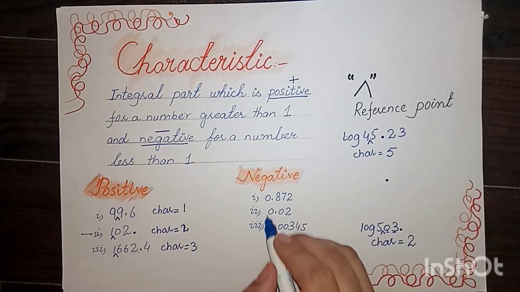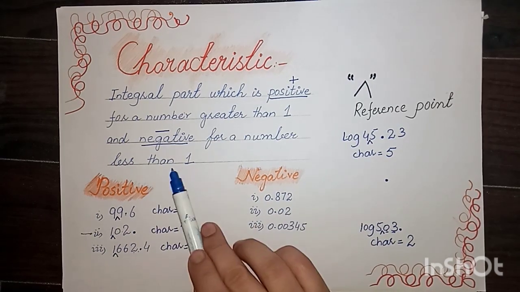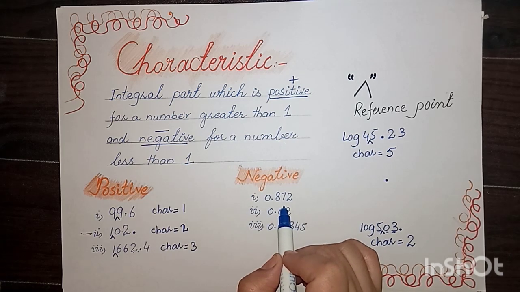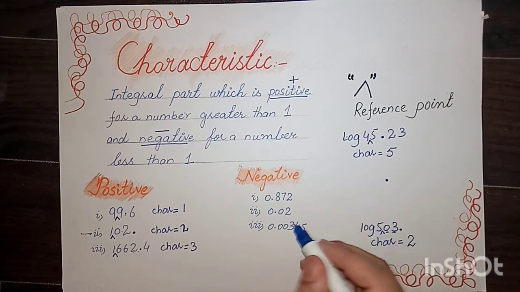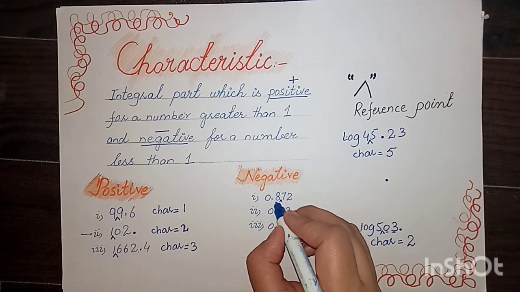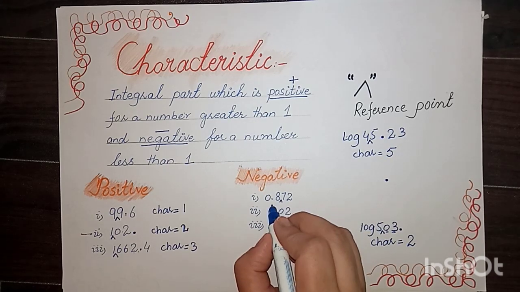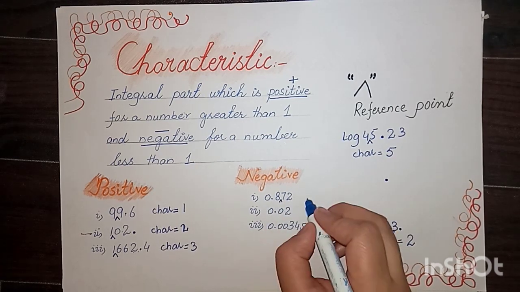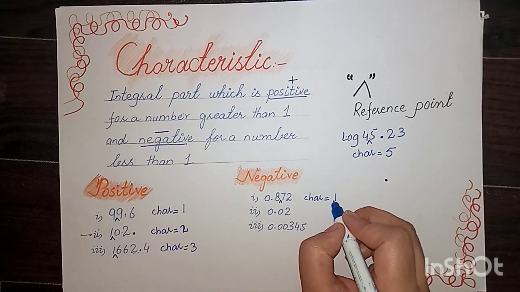Now for the negative number, this is 0.872. 0.872 is less than 1. So for this type of number we will write a minus sign with the characteristic. But the reference point is the same. For the reference point we will draw it after the first non-zero digit. My first digit is 8. So after this I will draw the reference point. So how many numbers are between the reference point and decimal point? This is 1. So my characteristic is equal to 1. And we will write a minus sign.